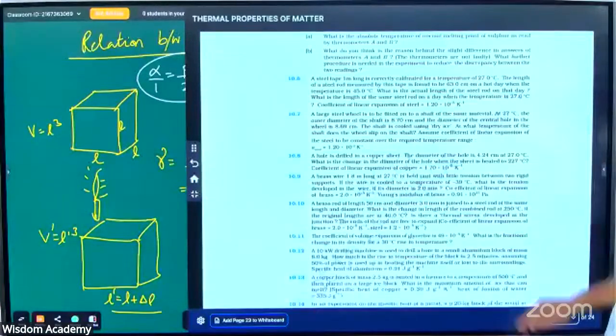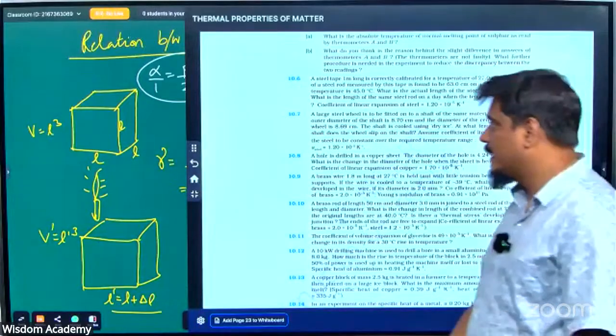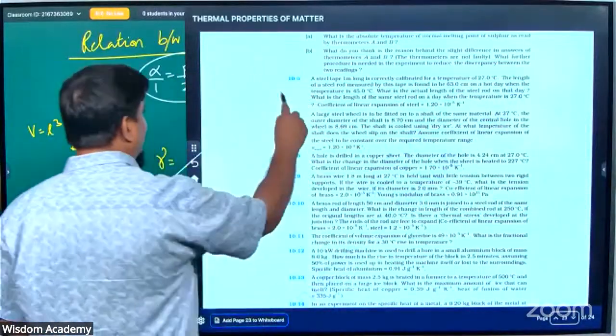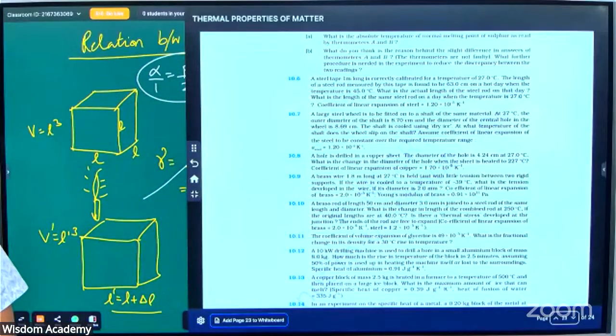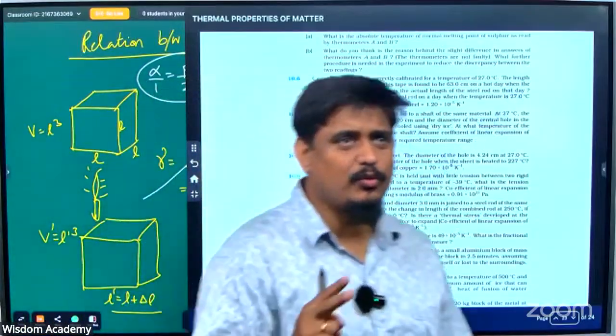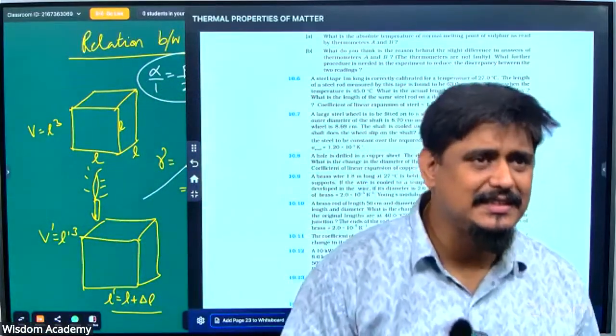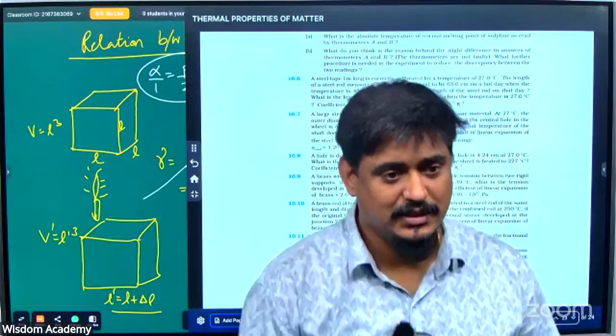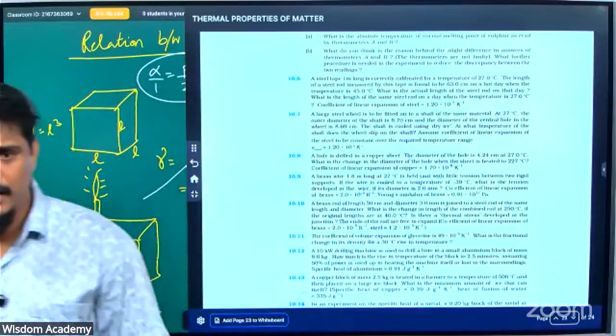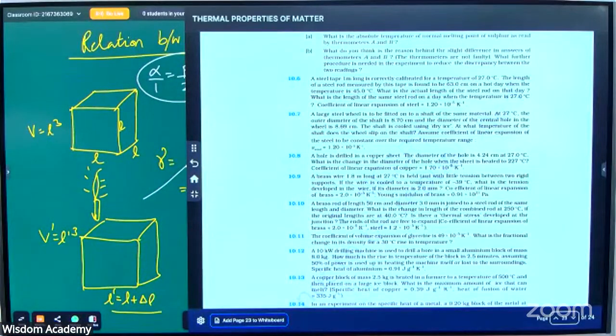From exercise 10.6, 10.7, 10.8 and 10.9. 10.6, 10.7, 10.8, 10.9. These 4 questions. So 2 examples, 4 exercise questions. Please solve them before the next class happens. We can discuss all your doubts. Okay. 2 examples I have given, 10.1, 10.2 and 4 exercise questions.